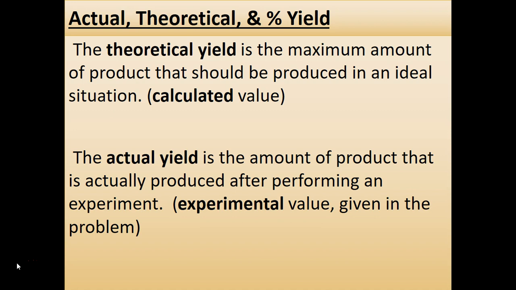Now, the actual yield is what actually happens in a reaction. So not all chemical reactions are perfect. There might be some reason that your product doesn't come out to the amount that you're supposed to have. But the actual is the experimental value. It's what happens in your lab. When we're doing calculations, this will be given to you in the problem.